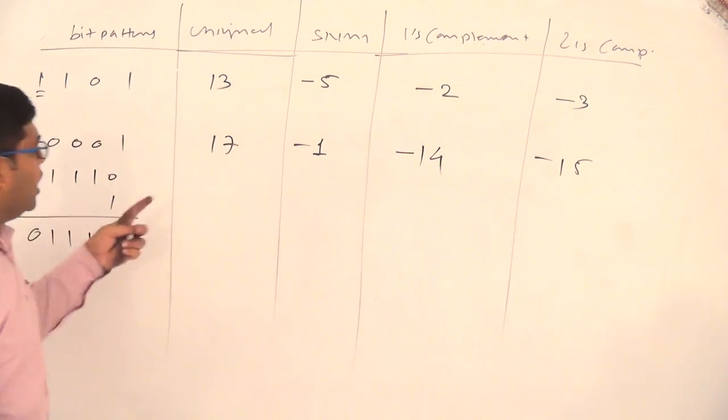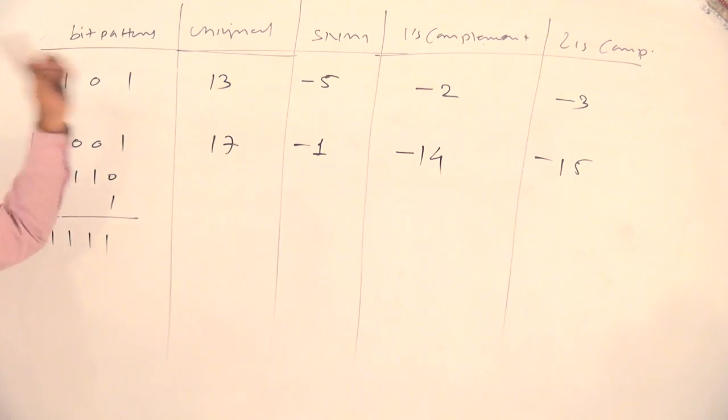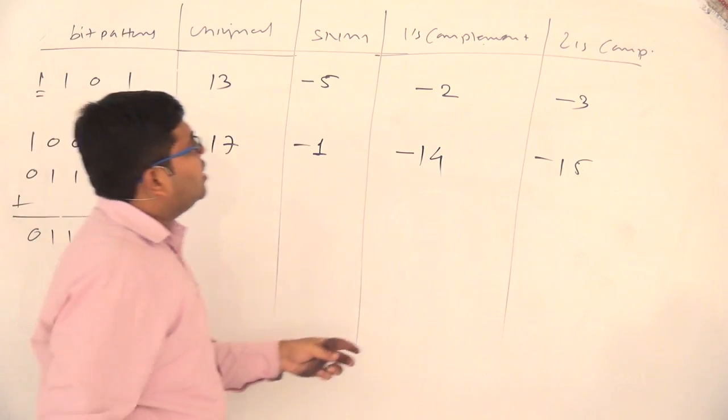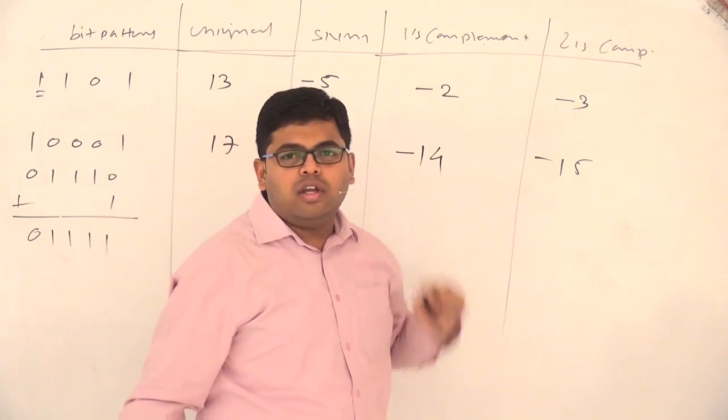And you can observe that whenever you interpret any particular bit pattern in 1's complement and 2's complement, the value in 1's complement will be 1 more as compared to the 2's complement.